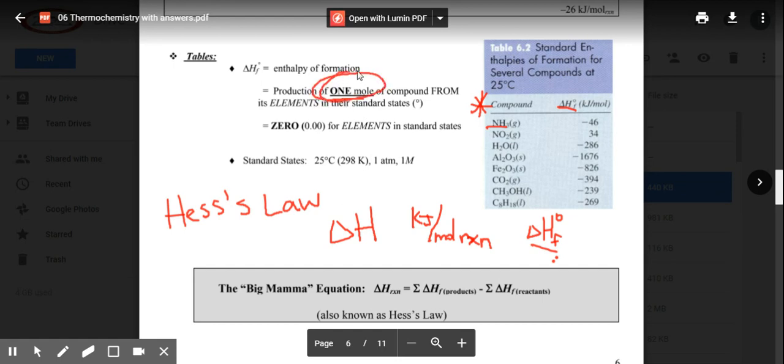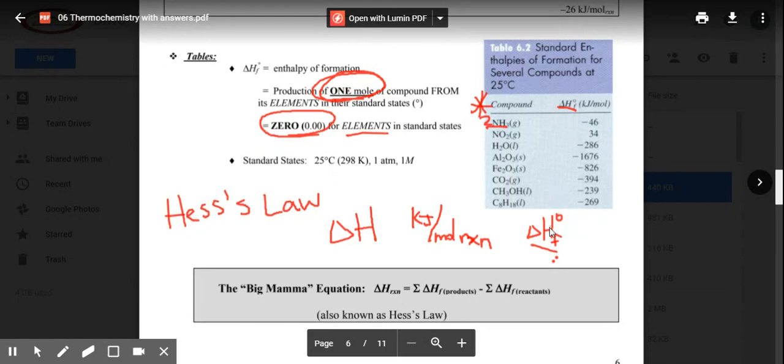Since this is information for just 1 mole of a compound, if I had 2 moles of NH3 in a balanced reaction, I have to pay attention to my coefficients, because if there are 2 moles of NH3, then I need to take 2 times negative 46 to figure out how much energy I have there. Another thing you have to pay attention to is that when using Hess's Law, elements are 0. The reason is that it doesn't take any energy to make elements, they're just naturally occurring.